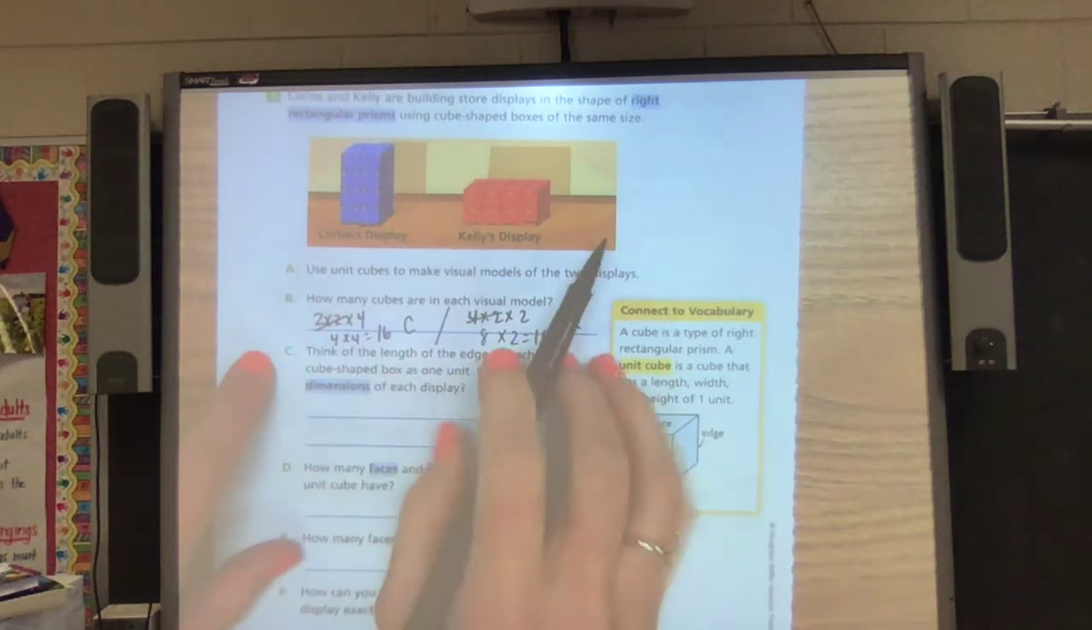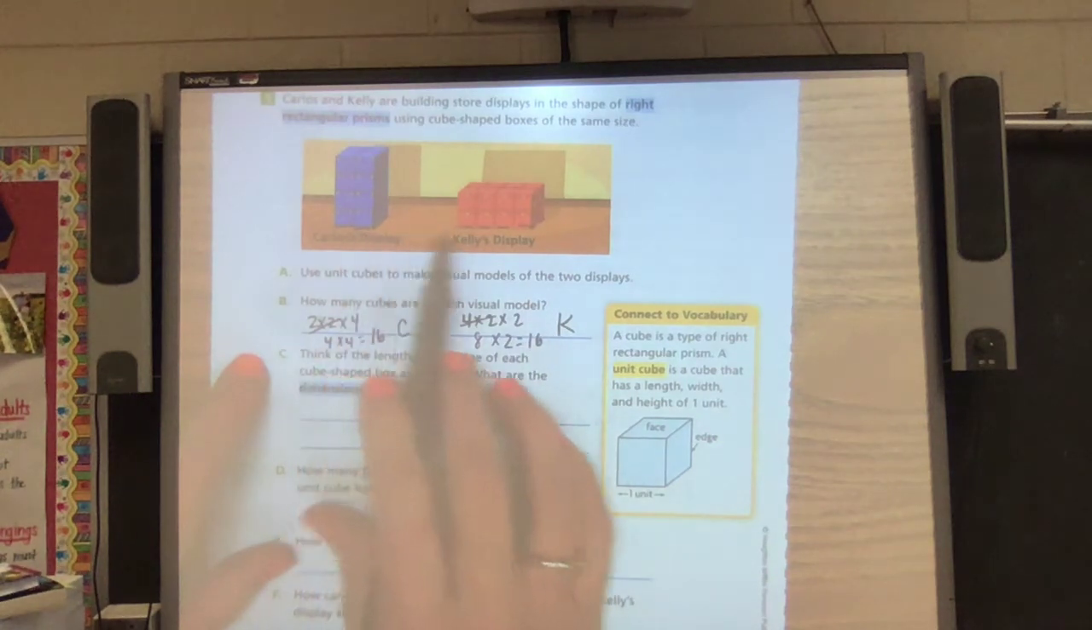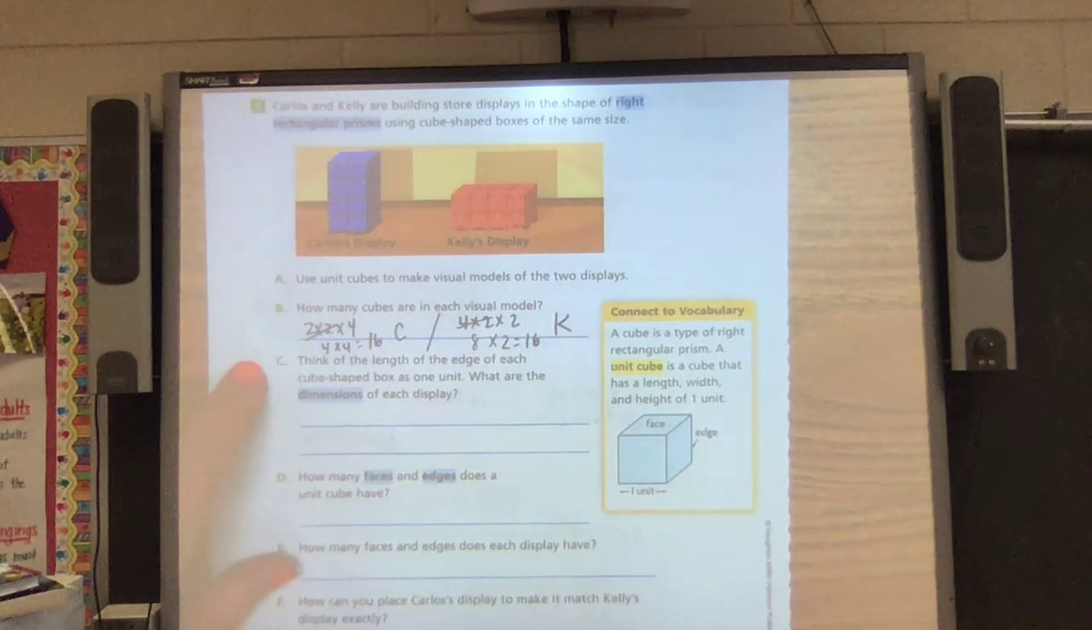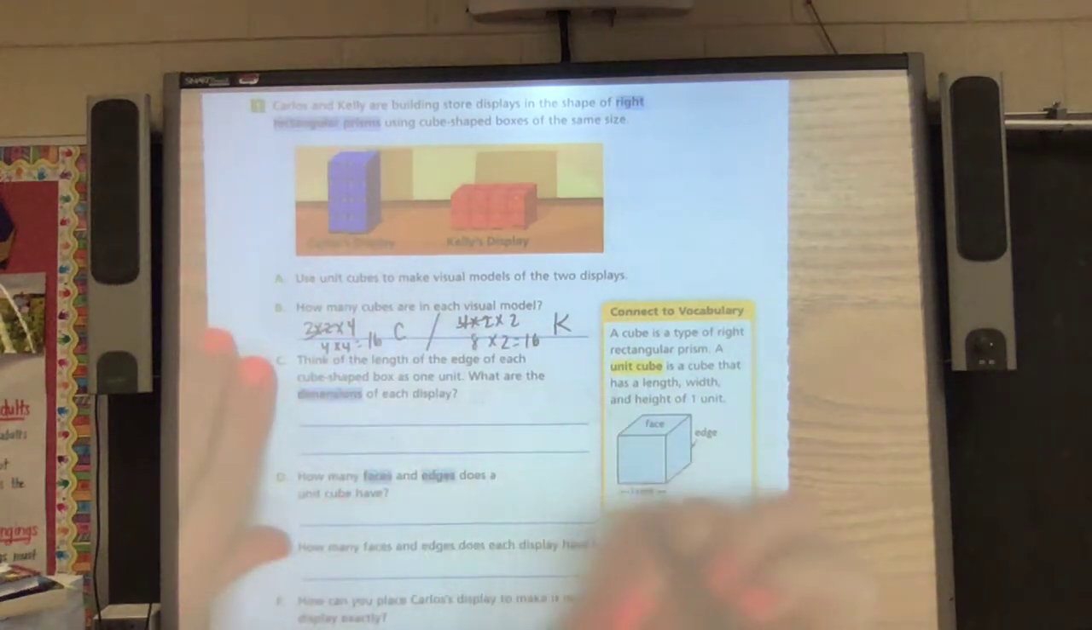So see how Carlos and Kelly have the same amount of boxes, but they look very different because of the way they've displayed them. It says, think of the length of the edge of each cube-shaped box as 1 unit. What are the dimensions? And that's what we did. We just said 1 box, 1 box. So we've already done that part.